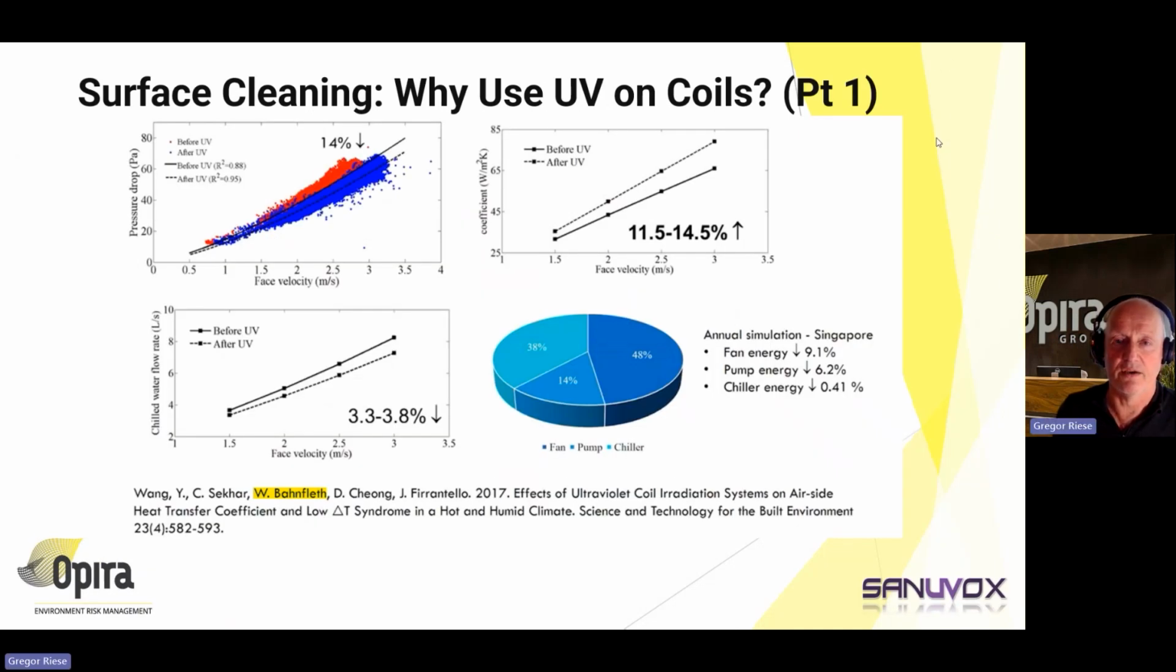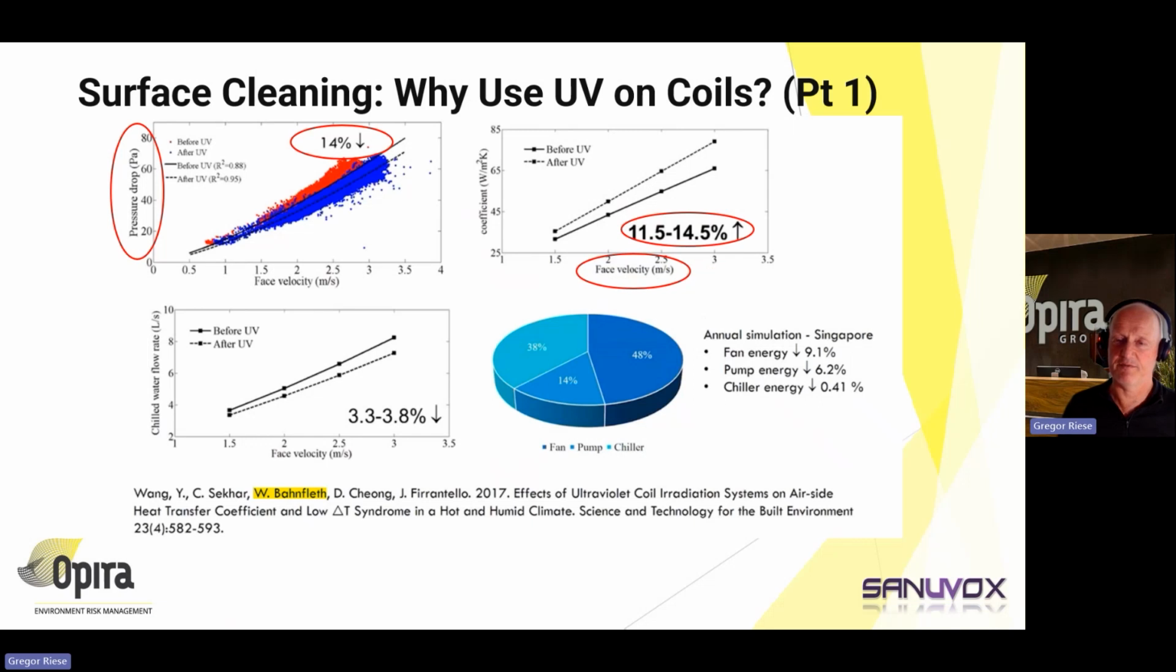So why use UV on coils, for example? And this is an example of surface cleaning, and this is a publication done in 2017 looking at the impact of UV on coils. This is in the air handlers, and there's basically a very significant reduction in pressure drop, up to 14% after UVGI has been installed.